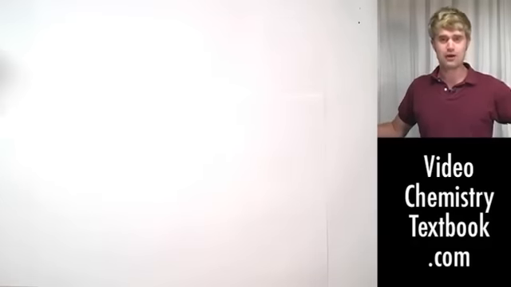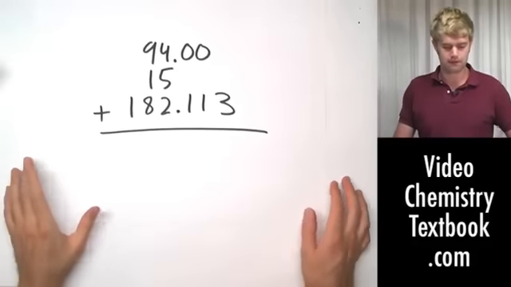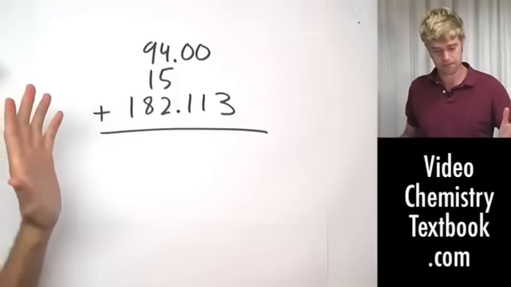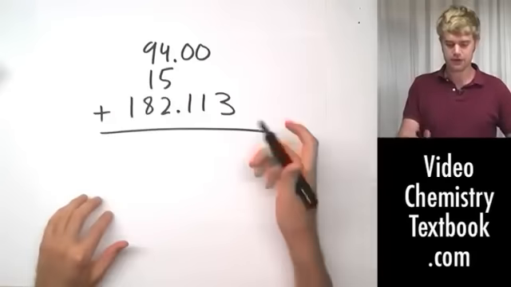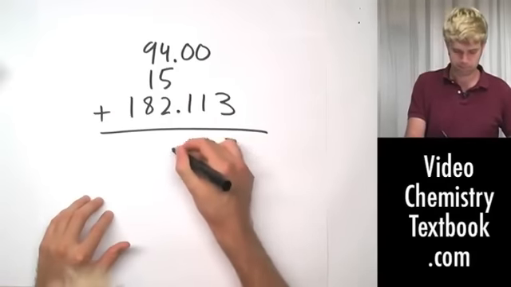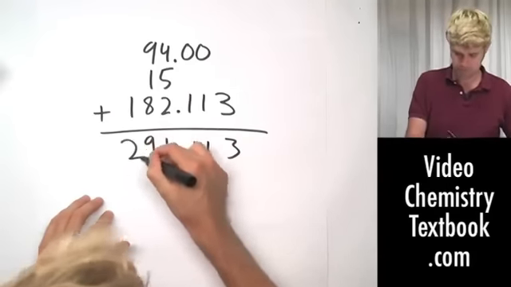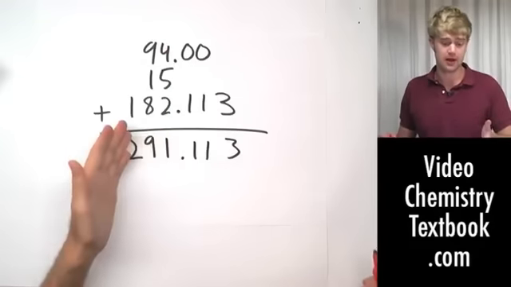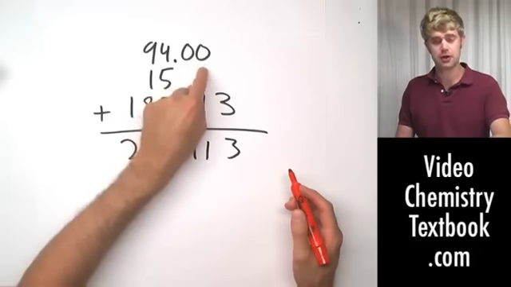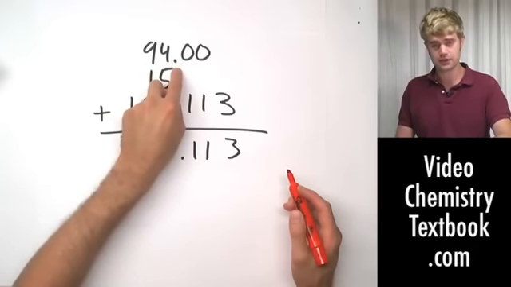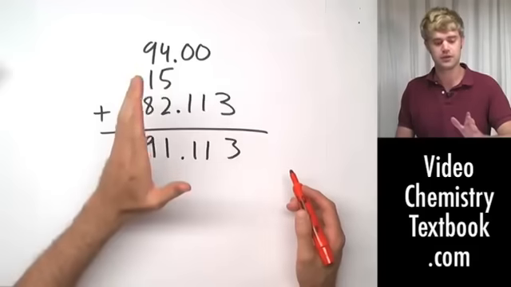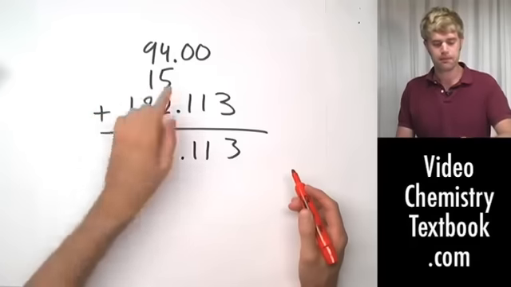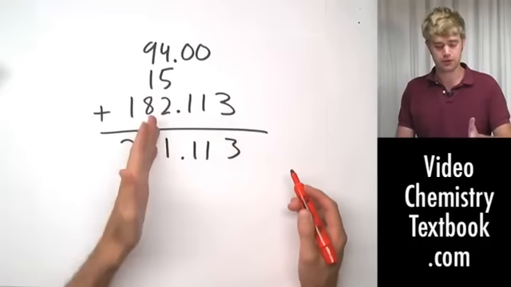Now, it doesn't matter if we're adding more than 1 number. The rules are the same. Here I'm adding 3, but I could be adding 5 or 7 or 10. The first thing that I do is the math. And the next thing that I do is look at the number of decimal places in each of the numbers I added together. Okay, 2 decimal places here because zeros to the right of a decimal point are always significant. 15 here doesn't have any decimal places at all. And this number here has 3 decimal places.